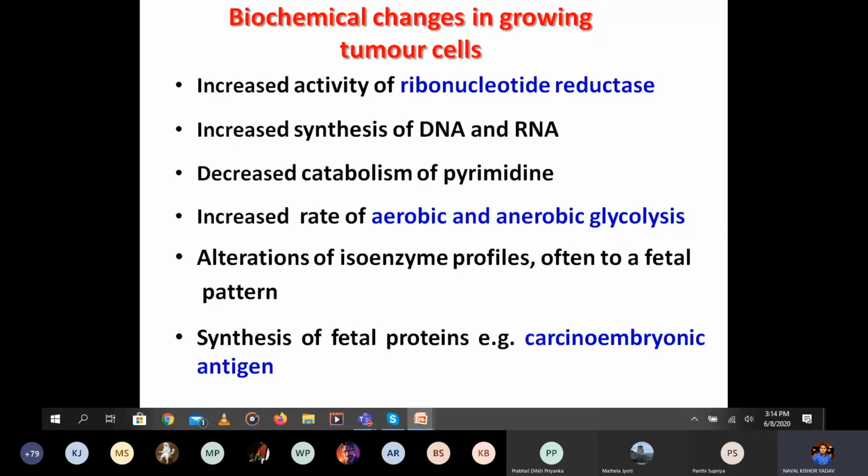This is the tumor marker for the diagnosis of the tumor, because it is synthesized as a fetal protein, CEA, carcinoembryonic antigen. So if you forgot other things, remember the increased synthesis of DNA and RNA, and the rate of glycolysis is increased. Not only one glycolysis, both aerobic glycolysis as well as anaerobic glycolysis. The rate is increased to supply the energy.